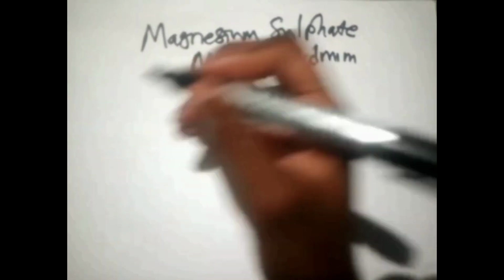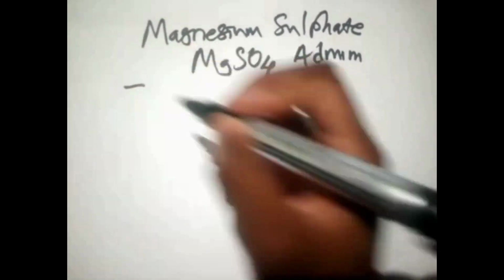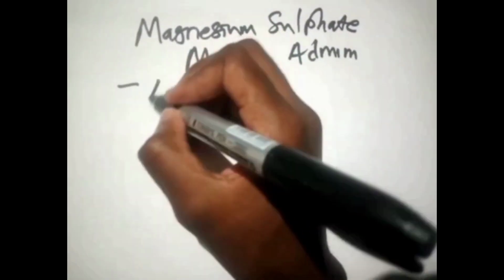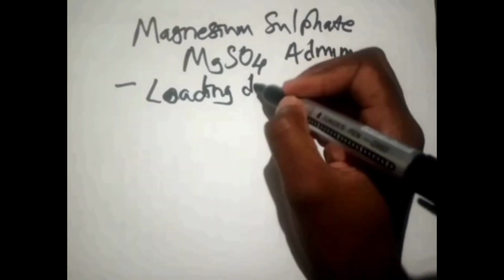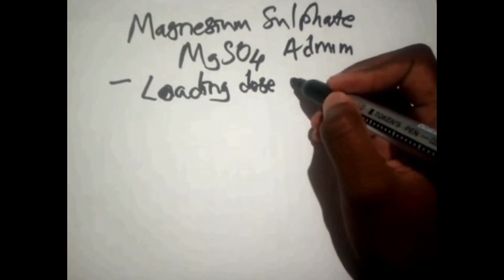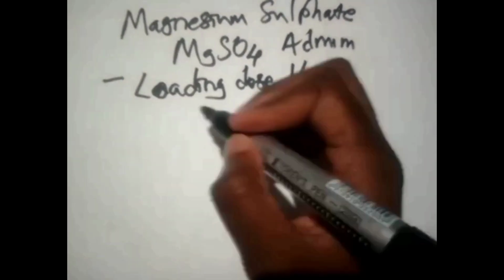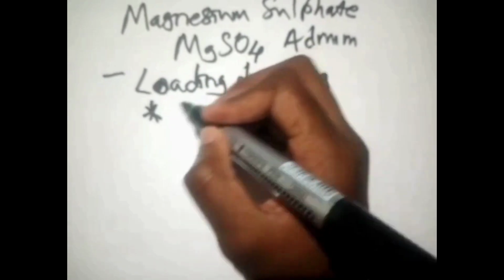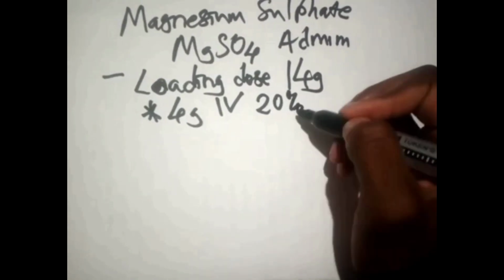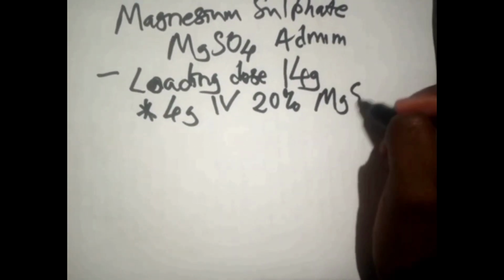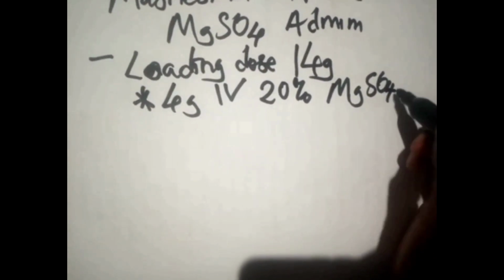So in total, we start with the loading dose, then we do the maintenance dose. So how do we calculate the loading dose? The total we give in loading dose is 14 grams in total. Then it is divided. We first give the 4 grams IV of 20% magnesium sulfate.